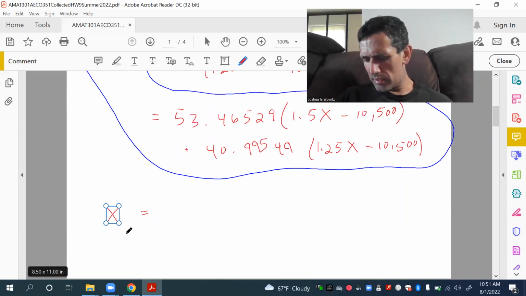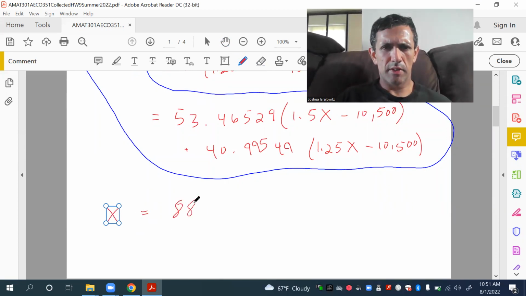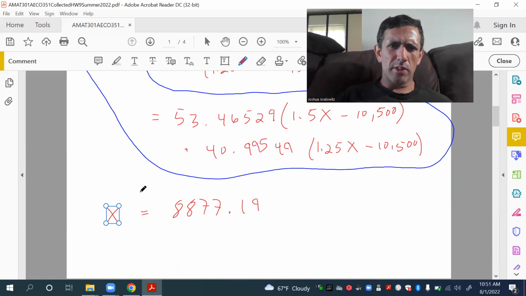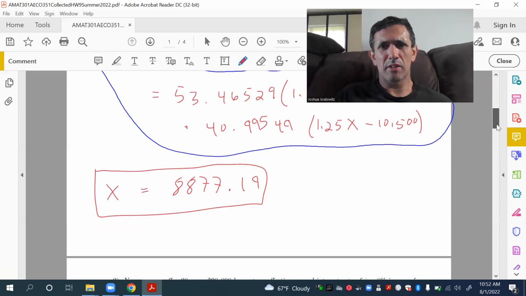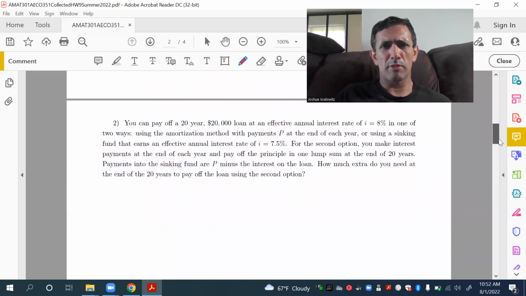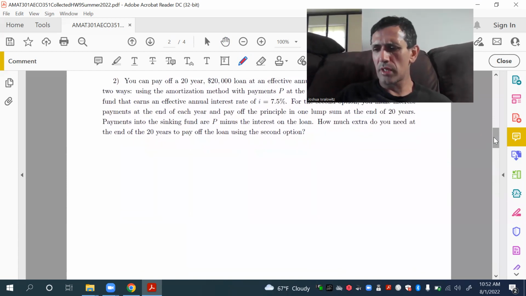All right, so you get x is 8877.19. Yeah, I have to admit, it's a bit silly for me to even go over the quote unquote sinking fund formula that I did in the video, because so often it just doesn't apply. So when I teach this in the future, I'm not even going to go over that formula. I just don't think it's worth it. For some problems it does make it quick, but it's confusing because you change the problem a little bit, and the formula doesn't work anymore.